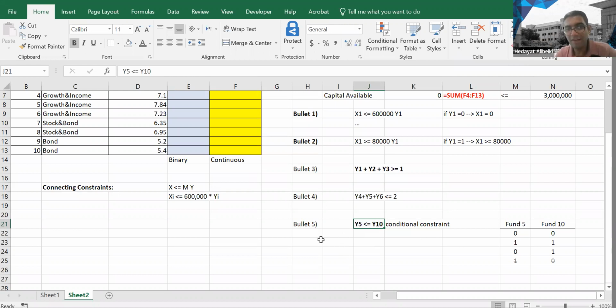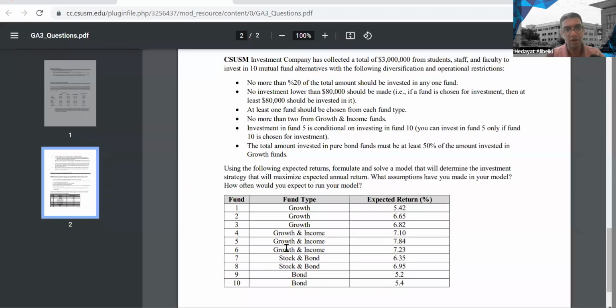So in this case, you can't invest in 5 unless you chose to invest in 10. This is how you write it. Phase 2 less than or equal to phase 1. So when phase 1 is 1, phase 2 can be 0 or 1. But when phase 1 is 0, phase 2 has to be 0, cannot take 1. That's the logic here. Hopefully you guys got it.